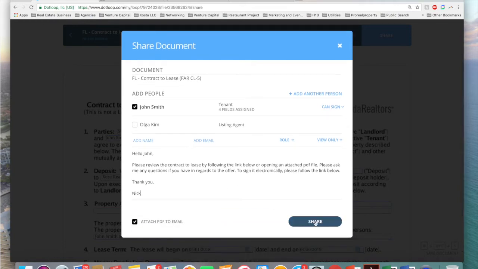Then you click Share, and John will receive it. He will receive an email which will state this wording, and we'll have a link in the middle where he can click, and it will take him to the document where he can sign it electronically, and you will be notified as soon as he signs it.